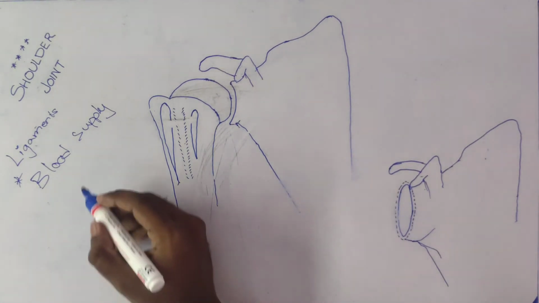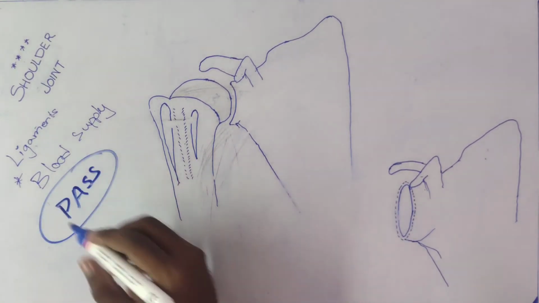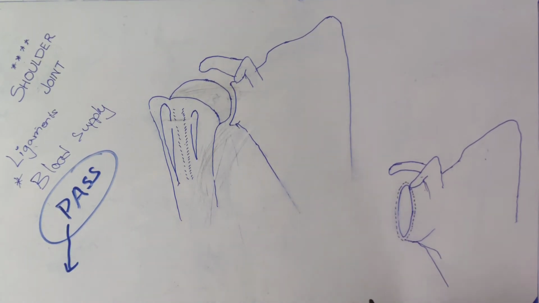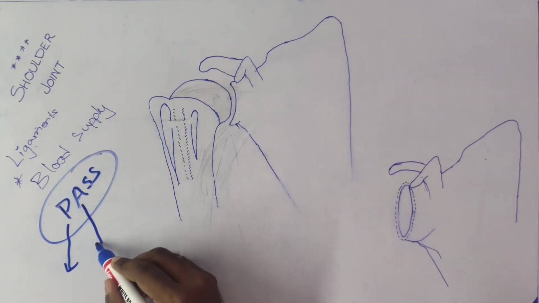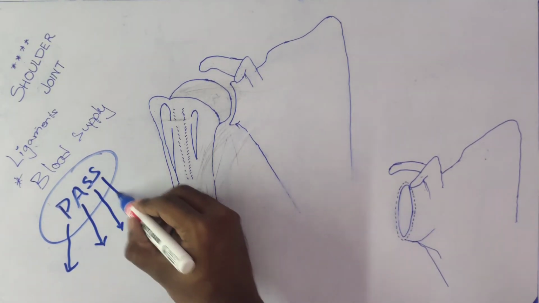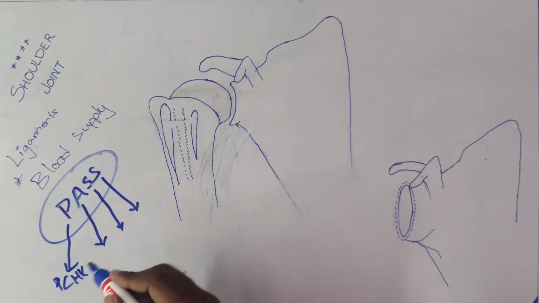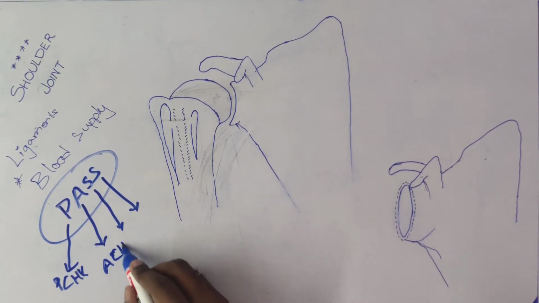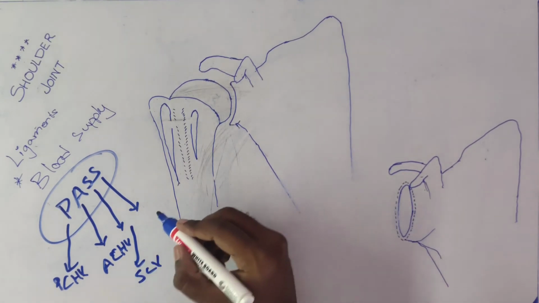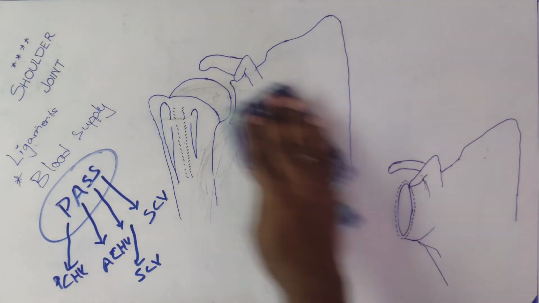The mnemonic of the blood supply is PASS. Okay, the first one is posterior circumflex humeral artery, anterior circumflex humeral artery, suprascapular vessels, subscapular vessels. Okay, these are the blood supplies.